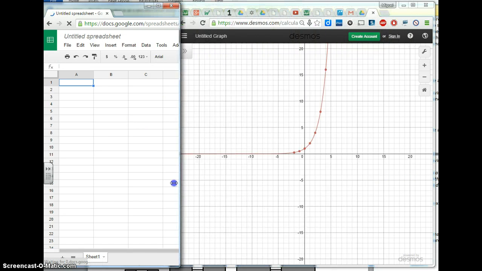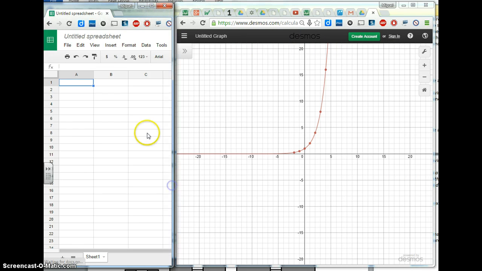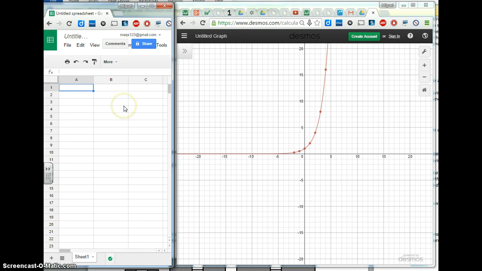Okay, so I'm going to make one. Let's see if you guys can see how I do that. All right, this one has columns and all that. So on Google Sheet, you have your notes here. I'm going to put the basic function, and this one is y equals 2 to the x power.